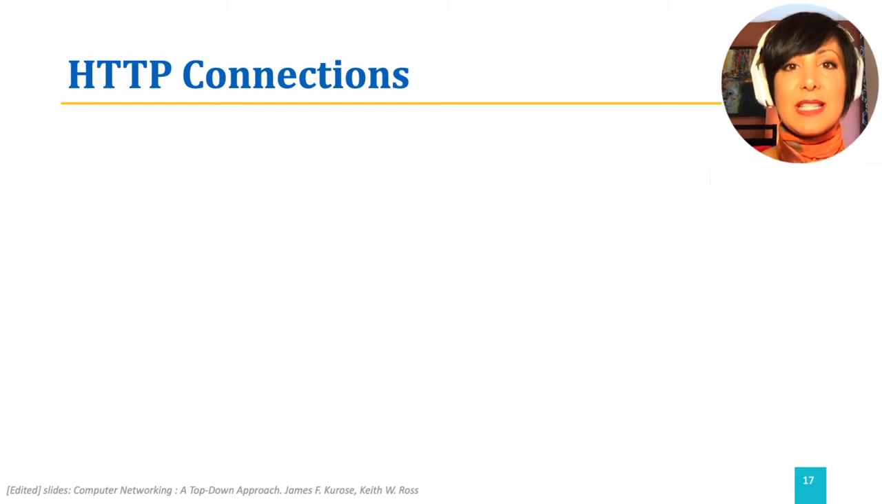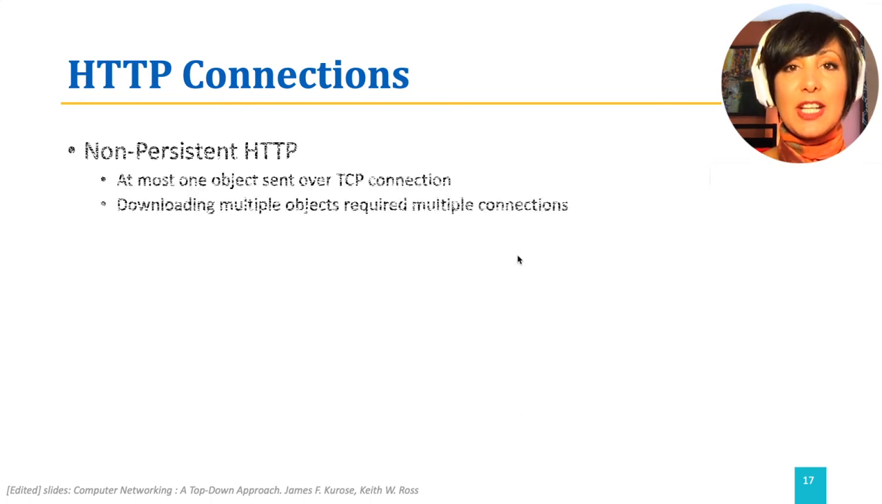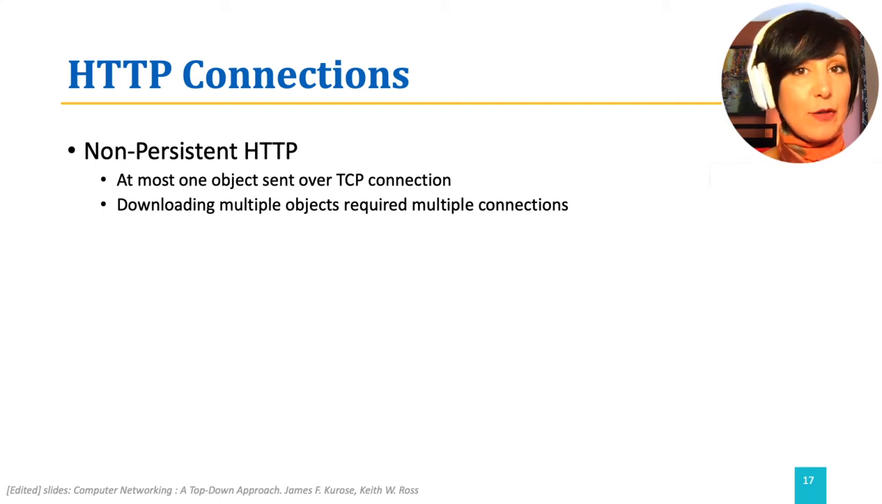The handling of the TCP connection can happen in two different ways: non-persistent and persistent. In a non-persistent HTTP connection, after the TCP connection is established between the client and the server, at most one object is sent on that connection, and then the connection is closed. Downloading multiple objects in this method needs multiple different connections.